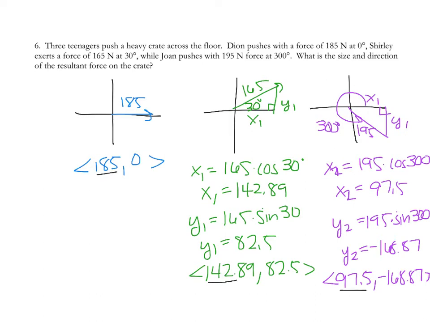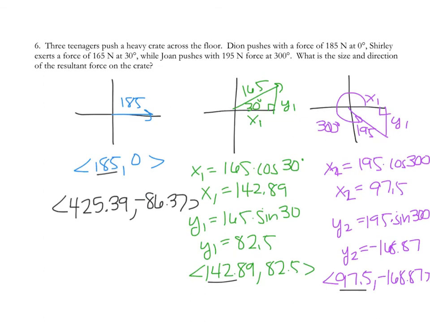So it's 185 plus 142.89 plus 97.5. The horizontal component is 425.39, and then 82.5 minus 168.87 gives me that the vertical component is negative 86.37.